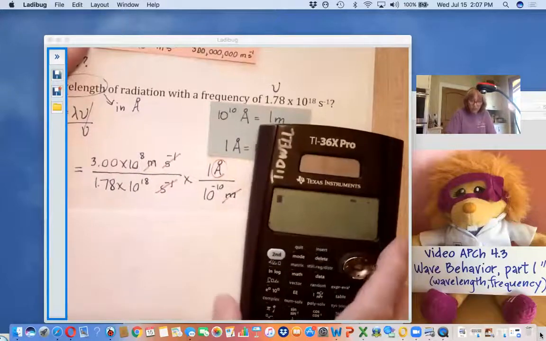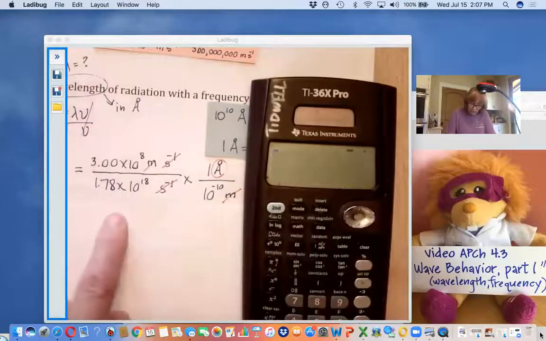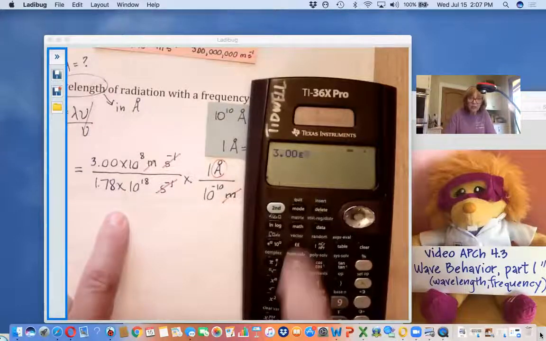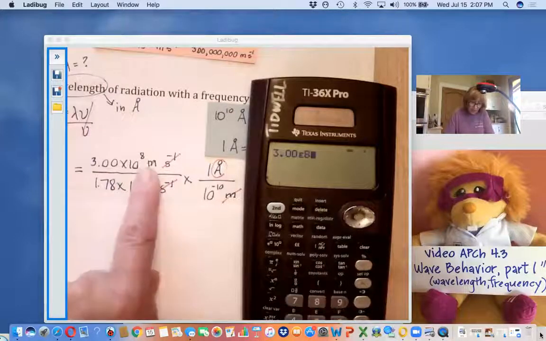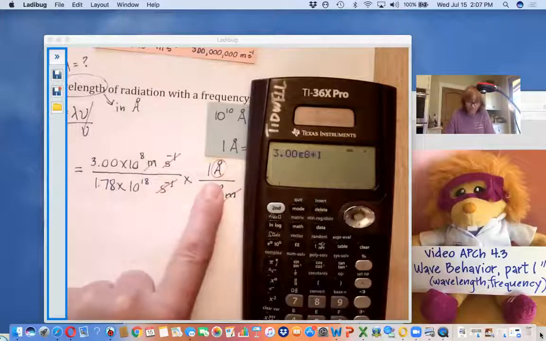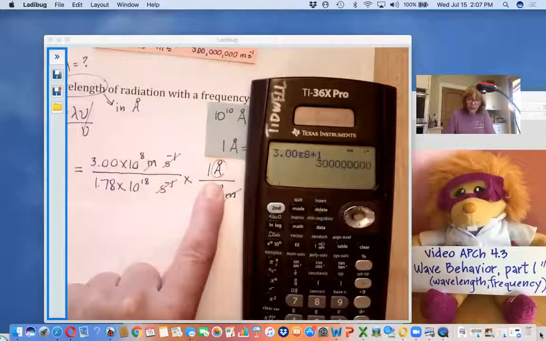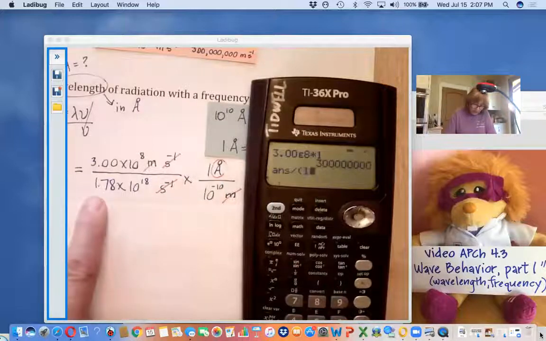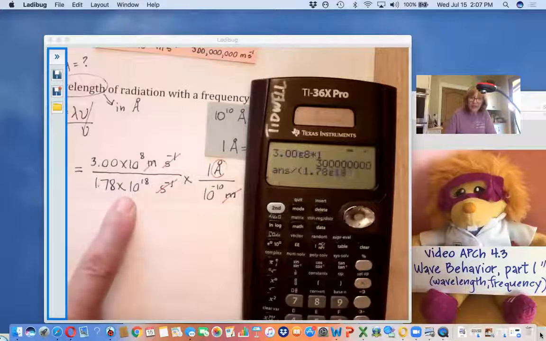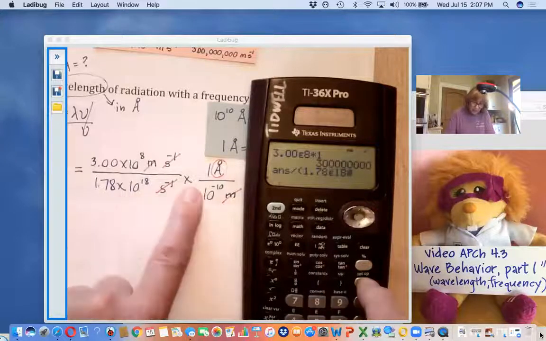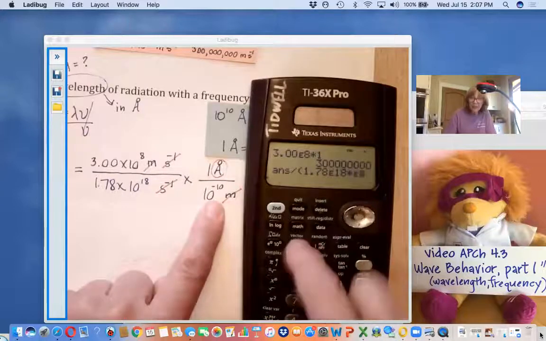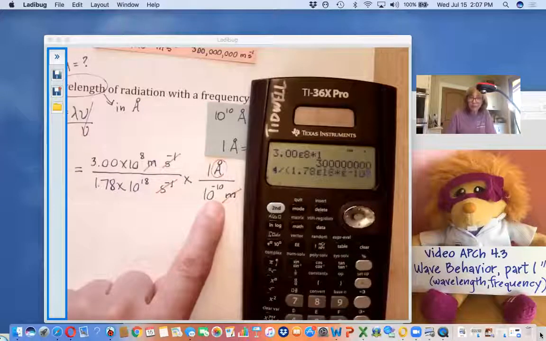All right, grab your calculator. So we're going to go all the way across on the numerator, 3.00 times 10 to the 8 times 1. Okay, you can choose to do that or not. Equals. Okay, there is my numerator. Divide by, and I always put my denominator in parentheses, 1.78 times 10 to the 18 times 10 to the minus 10 is EE minus 10. Close the parentheses and hit enter.